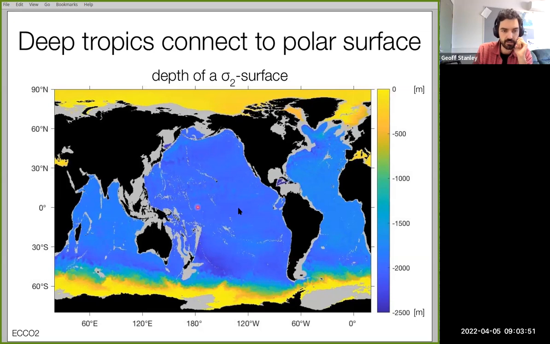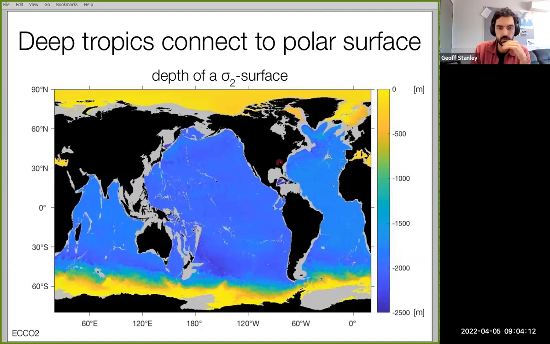And you can see in the low latitudes, that surface is quite deep. It's around 2000 meters deep, say, for this particular surface. But then as you move towards the poles, the whole water column tends to get colder and denser. And so that surface will move upwards through the water column, eventually outcropping in the high latitudes.